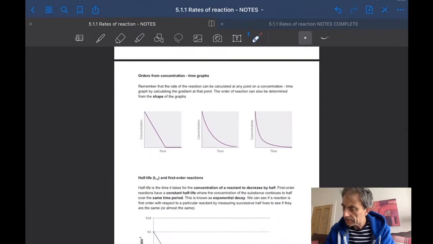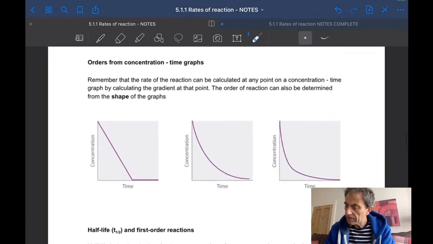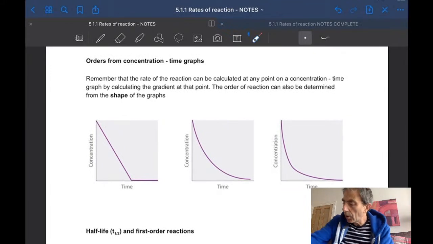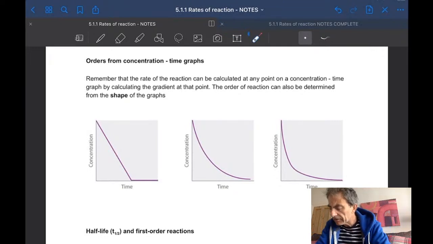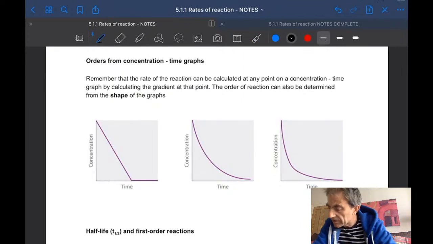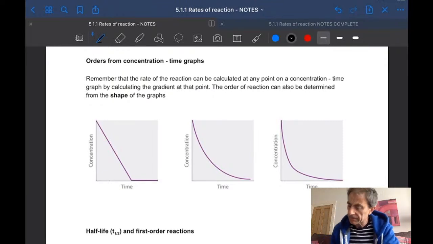Okay, so how can we use concentration time graphs to determine orders? That's the next little bit. I haven't been very original in how I've laid these out. The rate of reaction can be calculated at any point on a concentration time graph by calculating the gradient at that point. The order can also be determined from the shapes of the graphs.